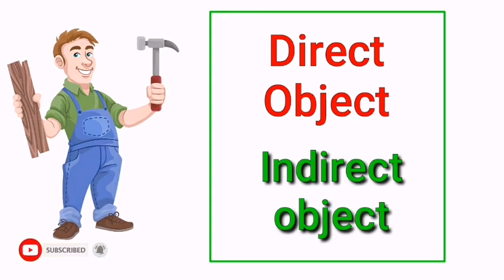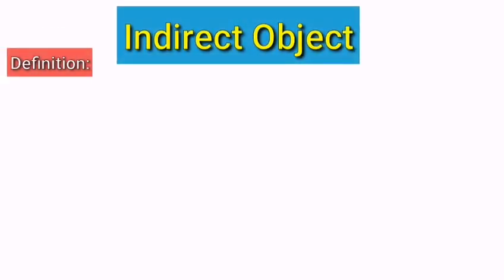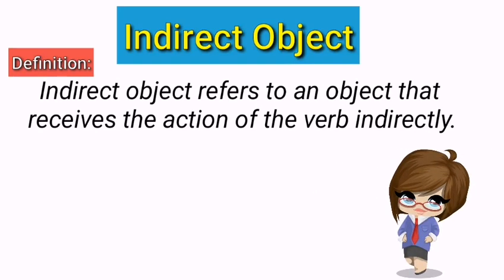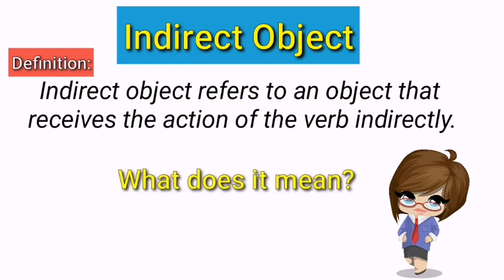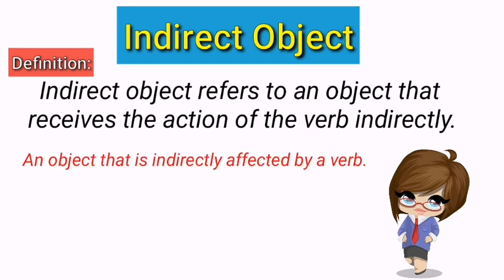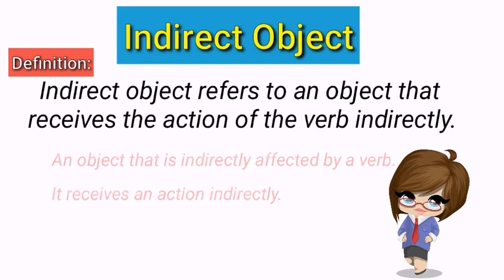Let's move and learn first indirect object. Indirect object refers to an object that receives the action of the verb indirectly. What does it mean? Simply it means that indirect object is nothing but an object which is affected indirectly by a verb. In other words, you can say that indirect object receives an action of the verb in an indirect manner. Look at these examples, then you will get the idea.